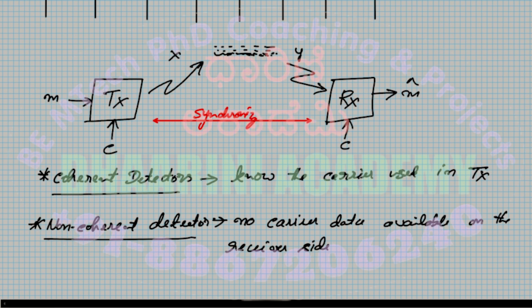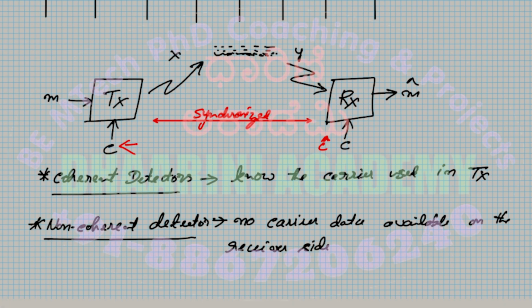Synchronized. Both know the same carrier, both use the same carrier forwards. But in the case of the non-coherent, this uses a C. The second one, that's a receiver, does not use a C. It uses an approximated version, C cap, maybe. Correct? Are you okay? So that's the difference, right?